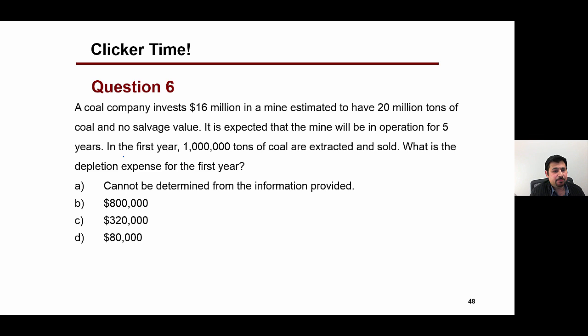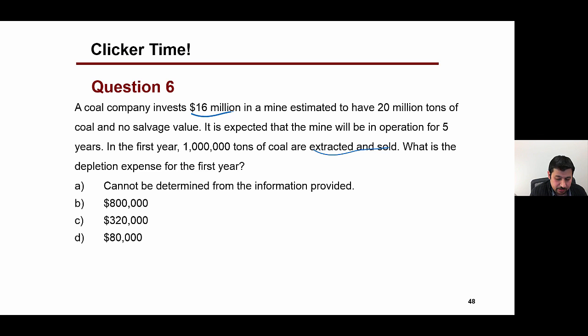A coal company invests 16 million in a mine estimated to have 20 million tons of coal and no salvage value. It is expected that the mine will be in operation for 5 years. In the first year, 1 million tons of coal are extracted and sold. What is the depletion expense for the first year? Now, it is important to remember that they have to be extracted and sold to be expensed. Otherwise, they will be reported as inventory.